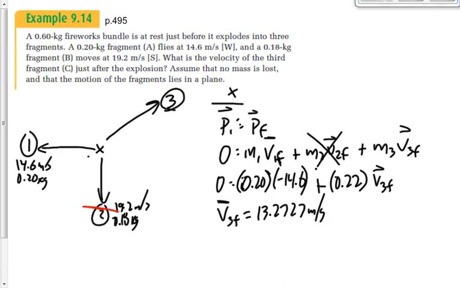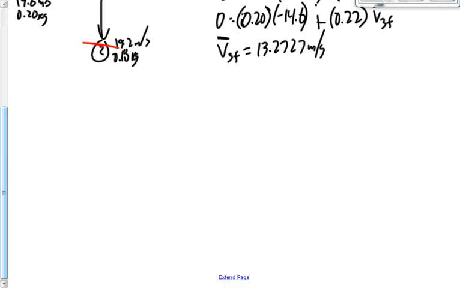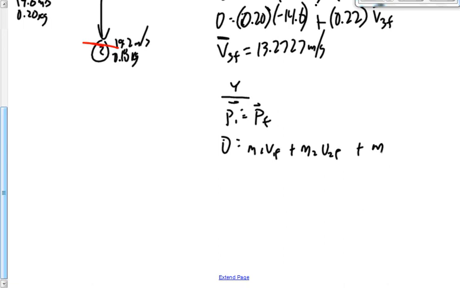Are we done? Not at all. What have we just found? The x component of the third object. In other words, we found the green line there. So now we do the same thing for the y component, where once again we'll say pi is equal to pf. M1 V1I plus M2, what's the initial momentum? 0. It's all at rest. Equals M1 V1F plus M2 V2F plus M3 V3F. 3 objects, 3 terms.